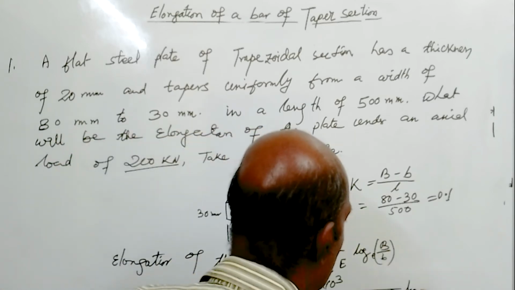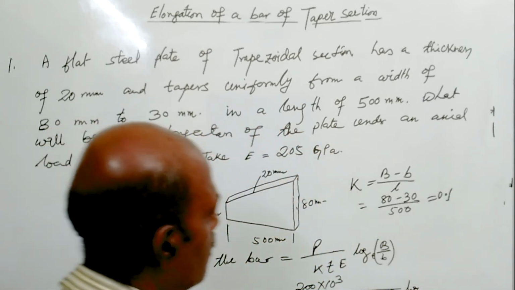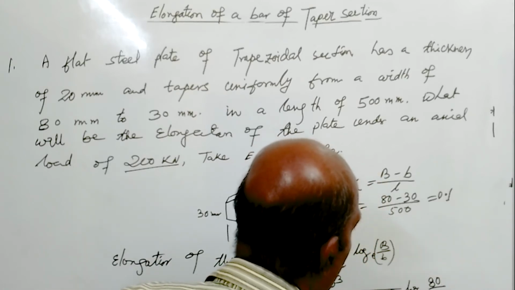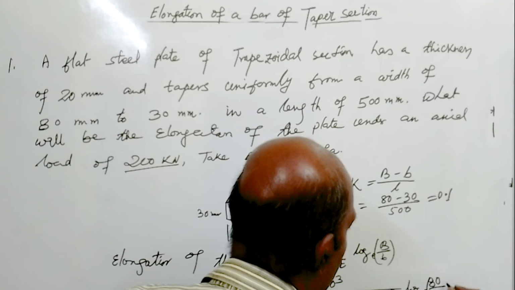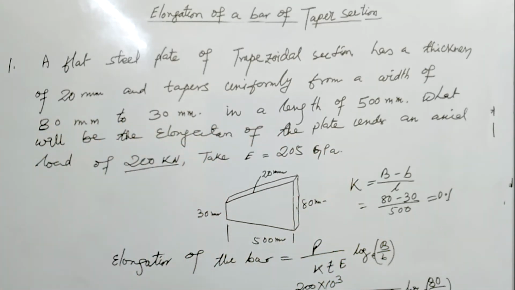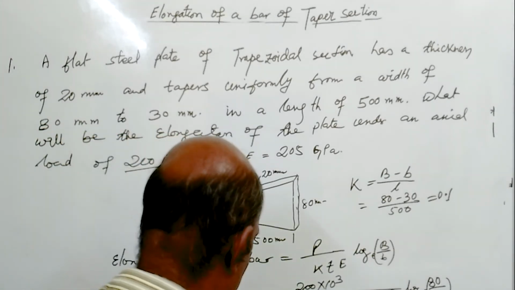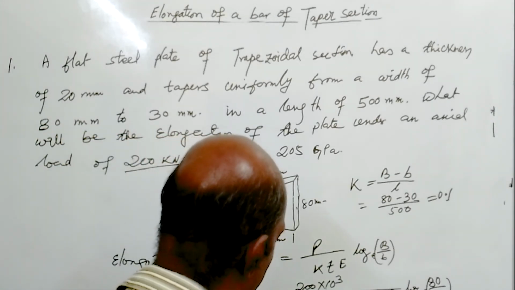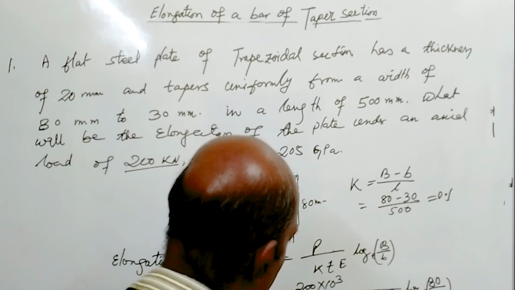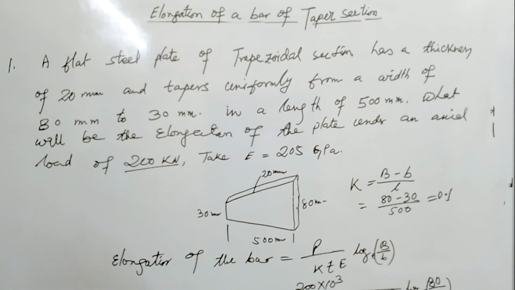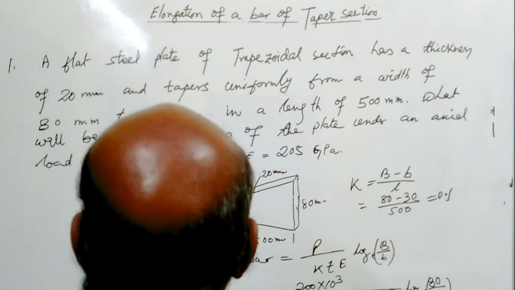into log of capital B value 80 divided by small b value 30. If we solve this using a calculator, it will give you 0.488 millimeter. So this is the answer of this question. If we know the derivation, it is very easy to solve the problem. Now we'll see one more question.